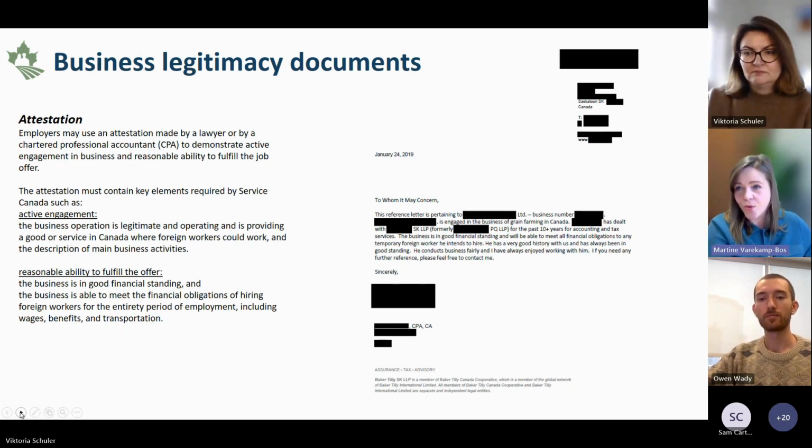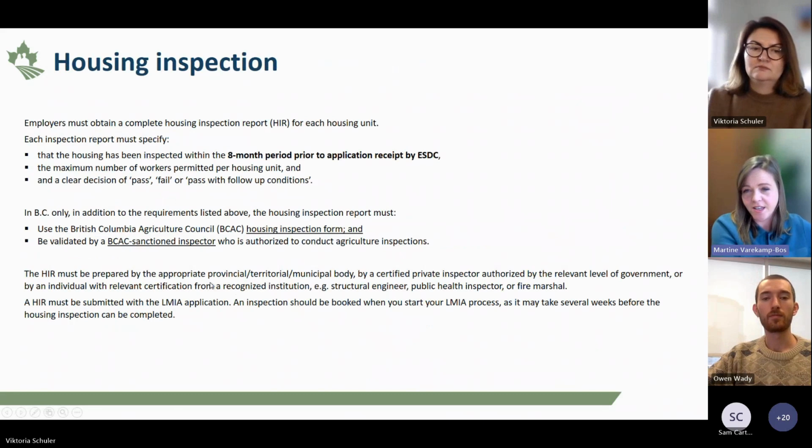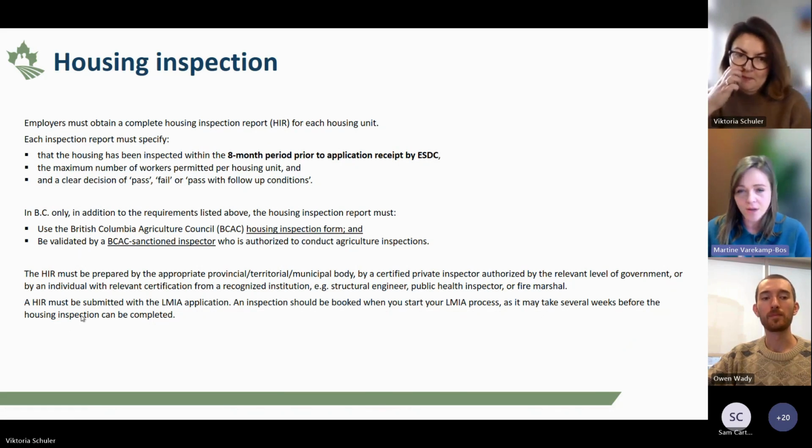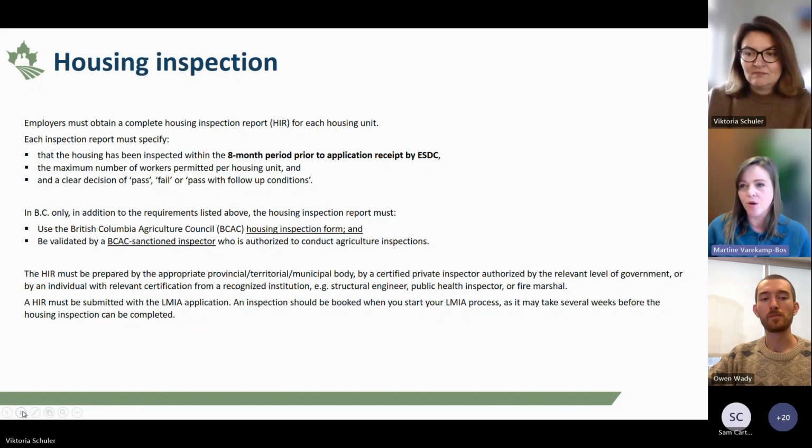So another big part of your LMIA application is the, dare I say, dreaded housing inspection. It is a requirement that you provide one. As is listed on here, the report can't be older than 8 months, which means that you're probably going to have to redo one each year. It is important that the report lists the maximum number of occupants permitted to stay there.